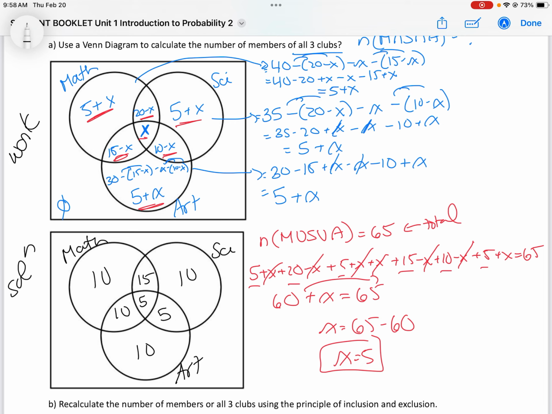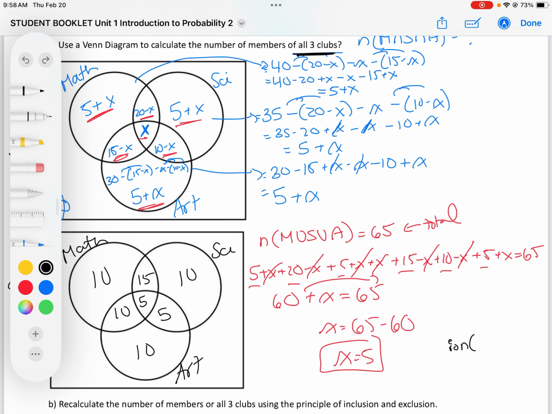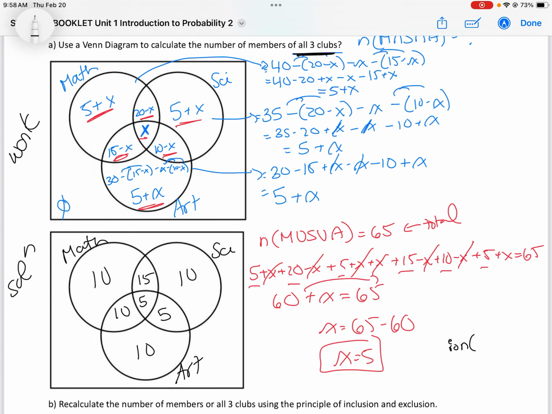Okay, so we did work in one Venn diagram, solution to the other. Okay, and our answer to A, number in all three clubs, is 5. Therefore, the number in math and science and art equals 5.